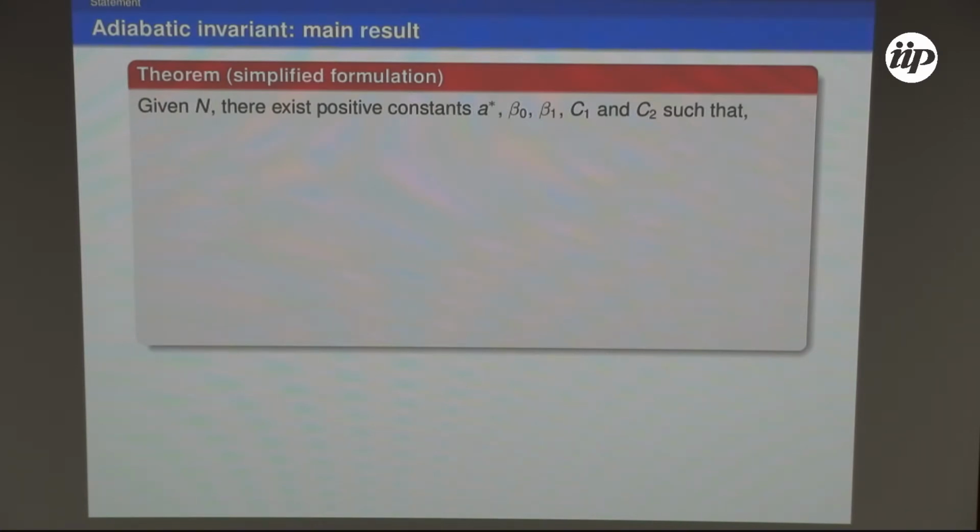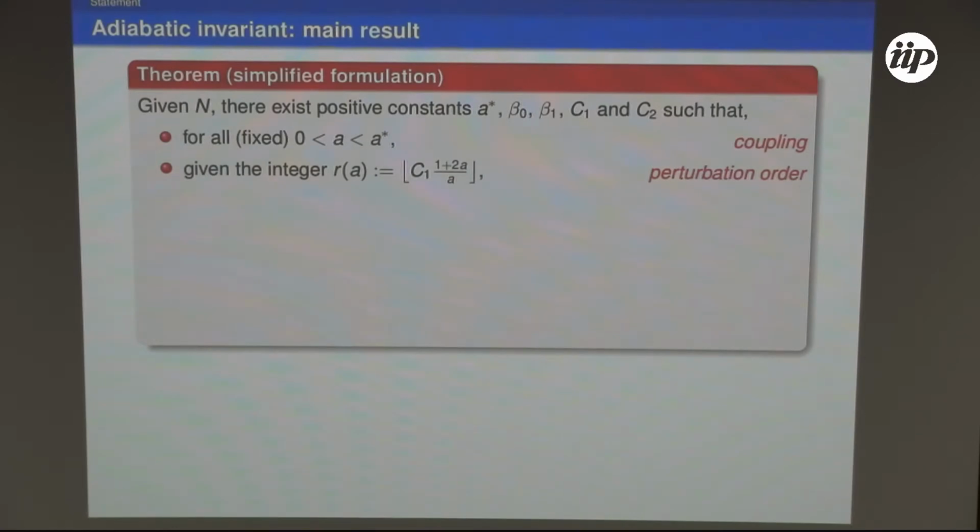And here it is in a more precise, although simplified, formulation. Given n, there exist, as usual, constants such that for all values of the coupling less than this threshold, the small coupling, given this integer, which is essentially 1 over a, okay? So the smaller the coupling, the larger this integer, which will turn out to be the perturbation order of the construction.